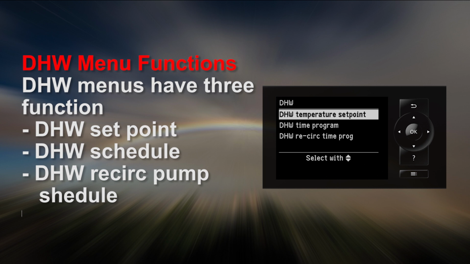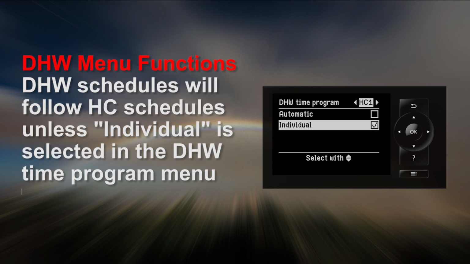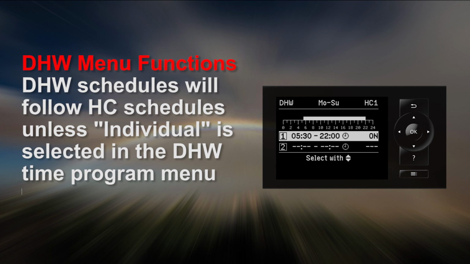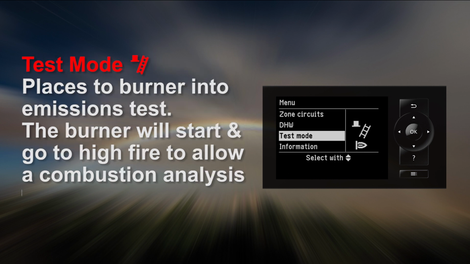The DHW menu has 3 functions: DHW set point, DHW scheduling, and DHW recirc pump scheduling. DHW schedules follow the heating circuit schedules, unless individual is selected in the DHW time program menu. Test mode with the symbol of a ladder on the top hat places the burner into an emissions test. The burner will start and go to high fire to allow for a combustion analysis.